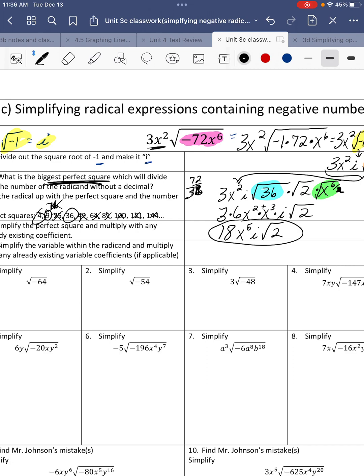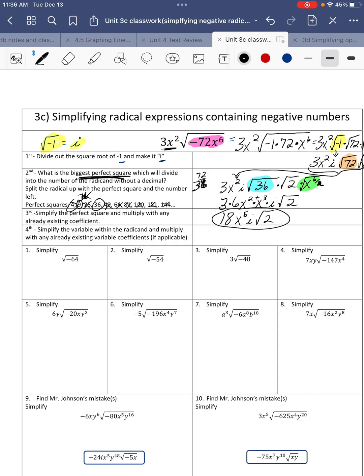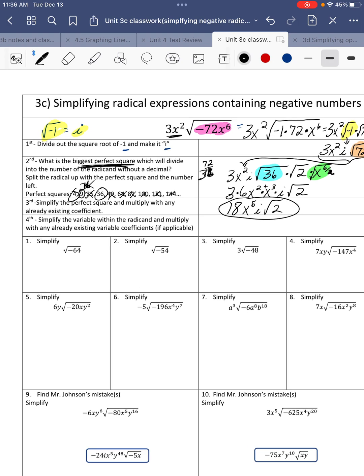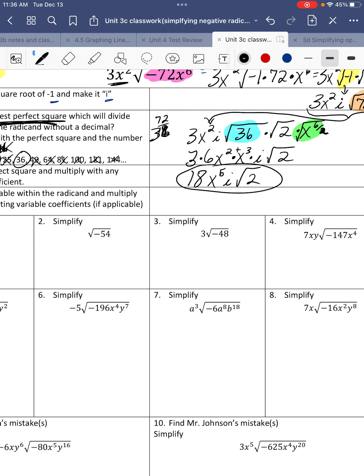i square root of 2. That's our final answer. Alright, I'm going to choose a couple problems here to work out. I'm going to choose the ones that typically are some of the harder ones to work out. So I'm going to start with number 3.